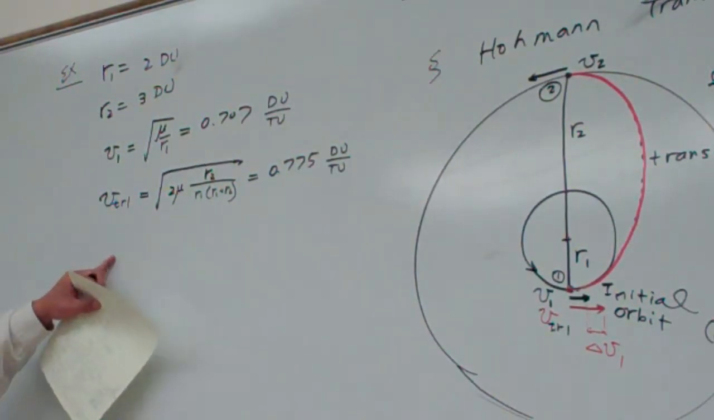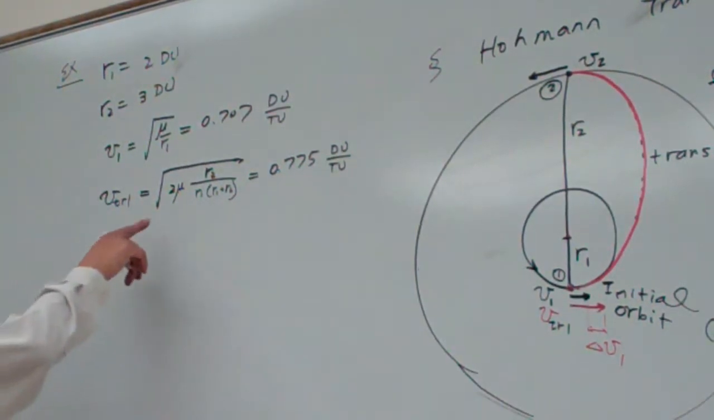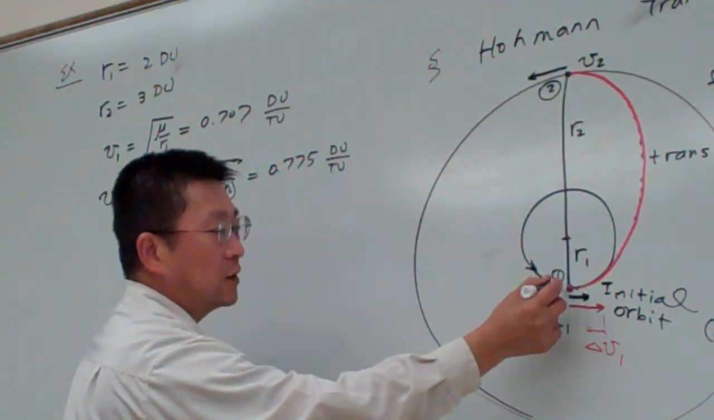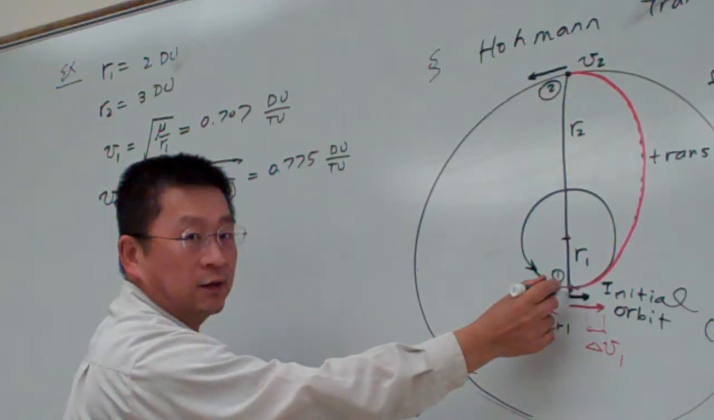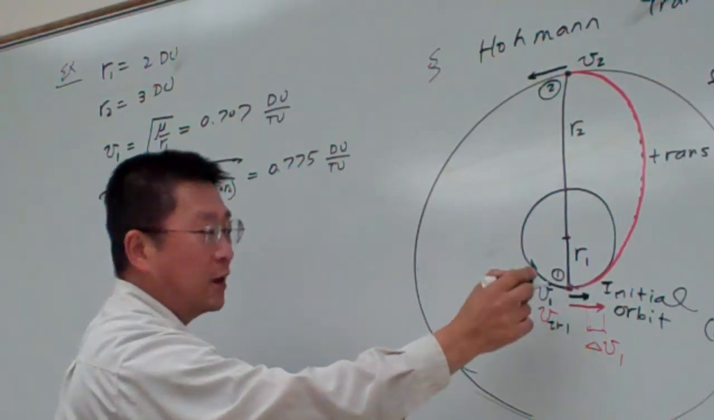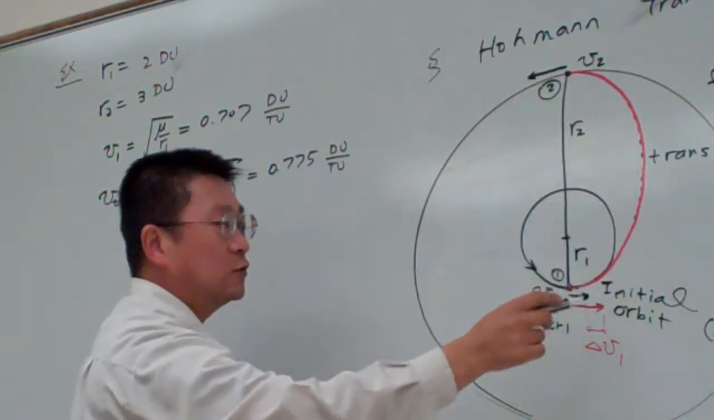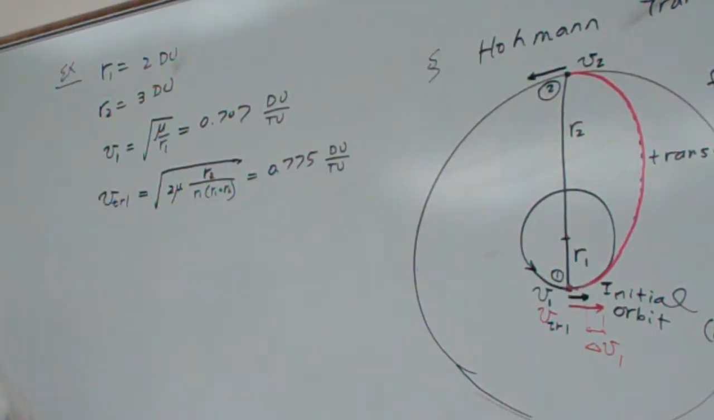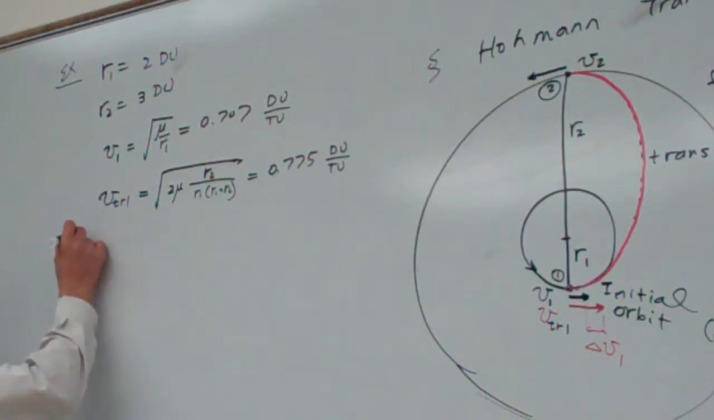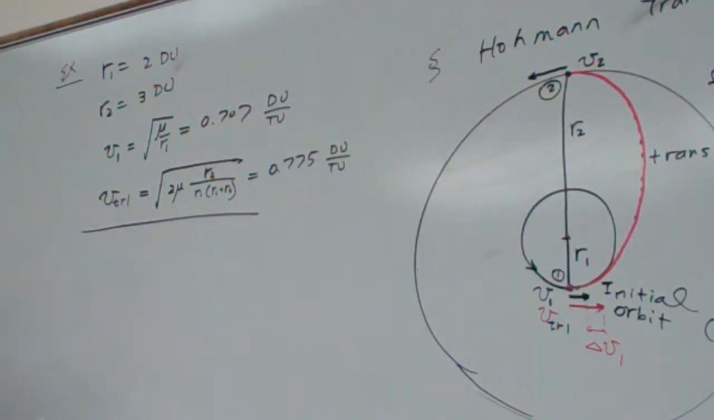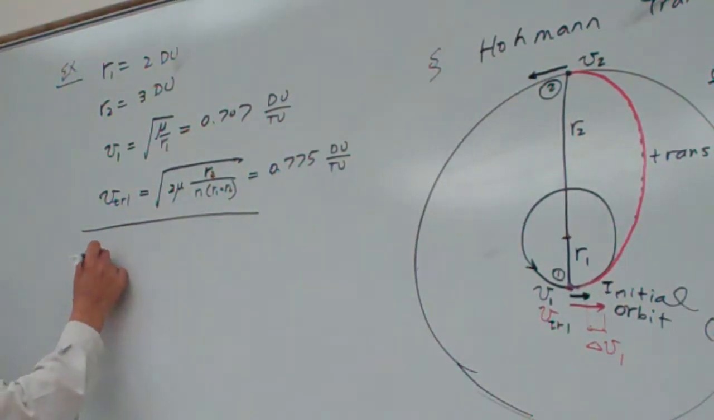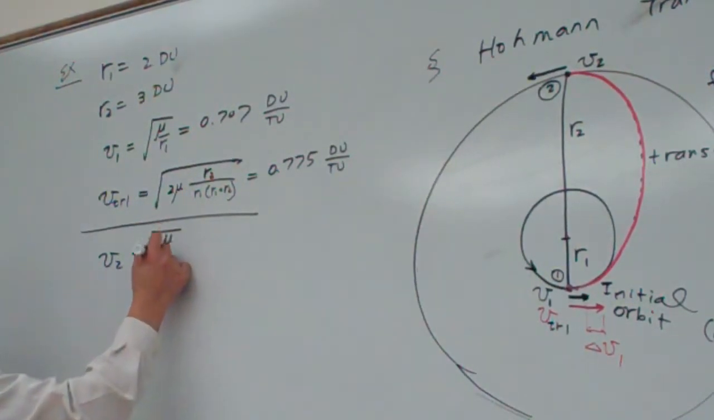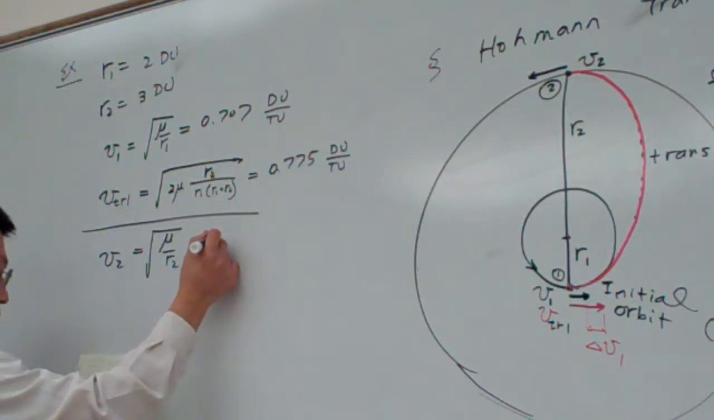Okay, so that means compared to this number, basically my drawing is correct. Here at this transfer point, you need to speed up to get onto the transfer orbit. So that is point 1, and then at point 2 we can calculate V2 equal to the square root of mu over R2.